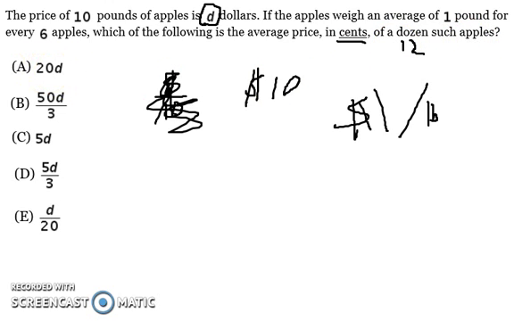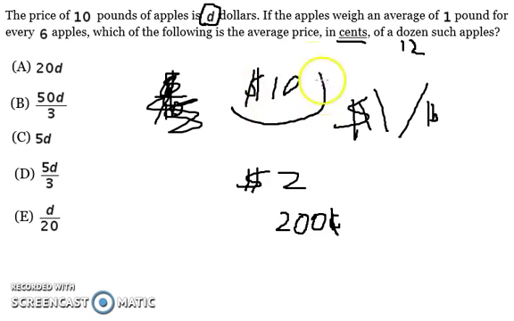So 1 pound is 6 apples, 2 pounds is 12 apples, and at $1 a pound, that would be $2. Now it has asked for the price in cents, so $2 is 200 cents, because there are 100 cents in every dollar.